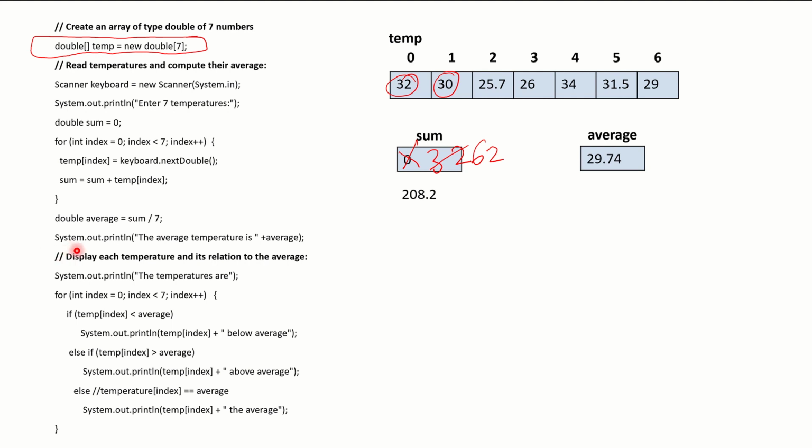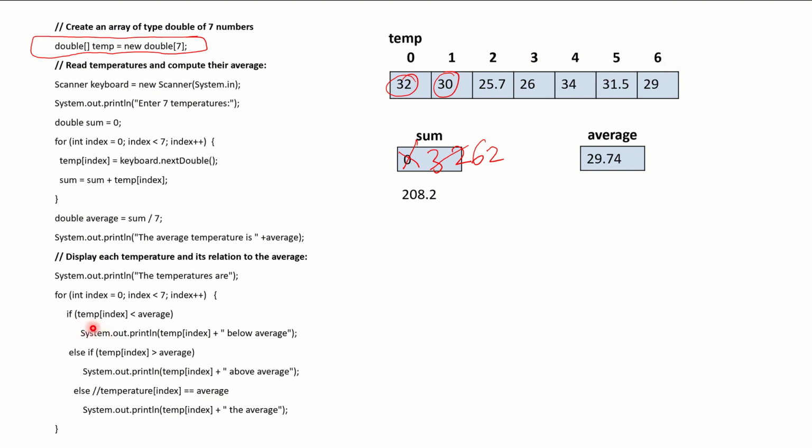The next job is to find which number in our array is below or above the average. So I take 32 and compare it with the average, and because 32 is above 29, I say 32 is above. Similarly, 30 is above, 25.7 is below. Because we need to go through each element, I need a loop. The loop will start from 0 till 7 with index plus plus. Always we start from 0 till the end of the array.